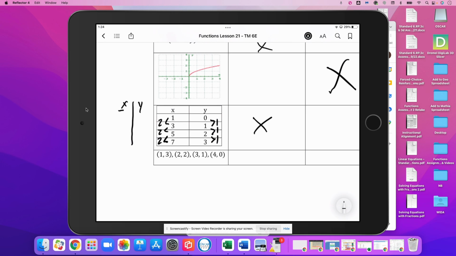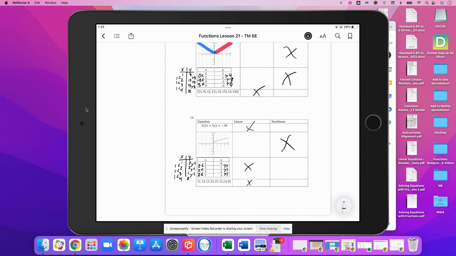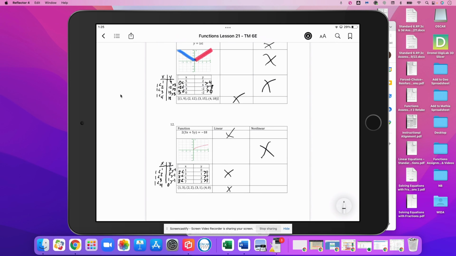Lastly, for this whole worksheet, 1, 2, 3, 4, making a table from our set, we got 3, 2, 1, 0. So here a decrease of 1, decrease of 1, decrease of 1. Here an increase of 1, increase of 1, and increase of 1. So consistent on both sides. The slope would be -1. It's consistent all the way through the table. That's linear. And that's going to be it for lesson 21.